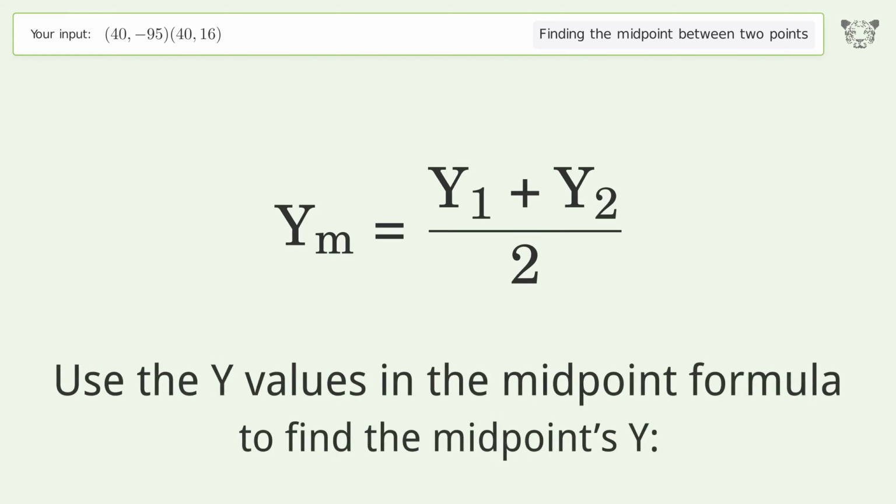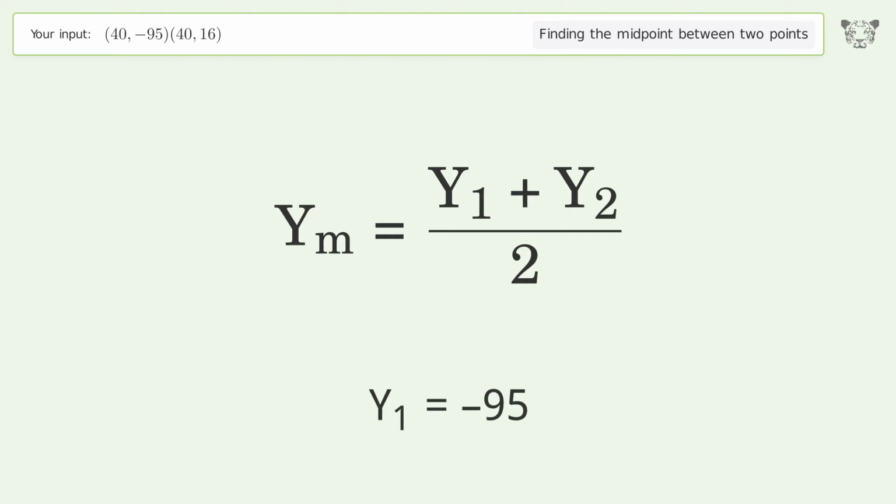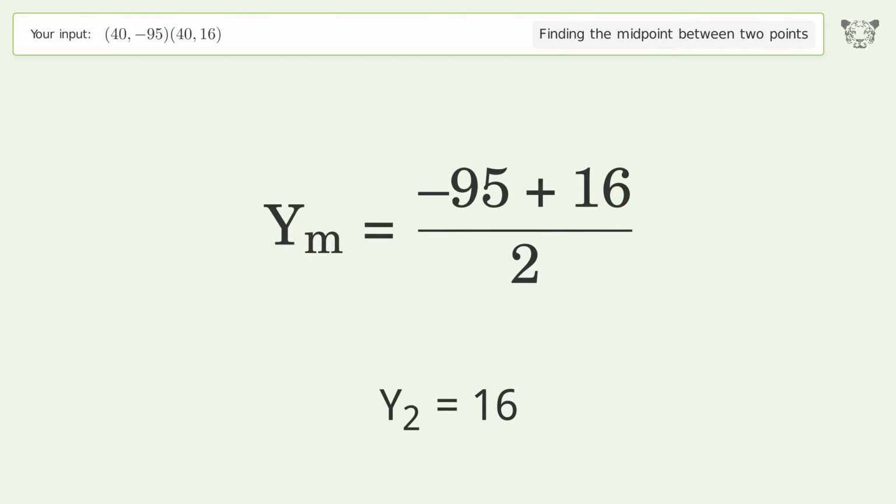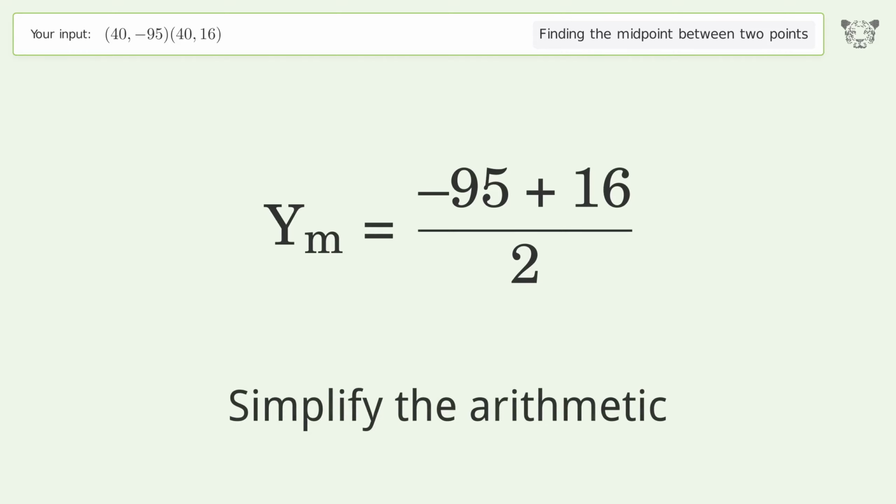Use the y values in the midpoint formula to find the midpoint's y. y1 equals negative 95. y2 equals 16. Simplify the arithmetic.